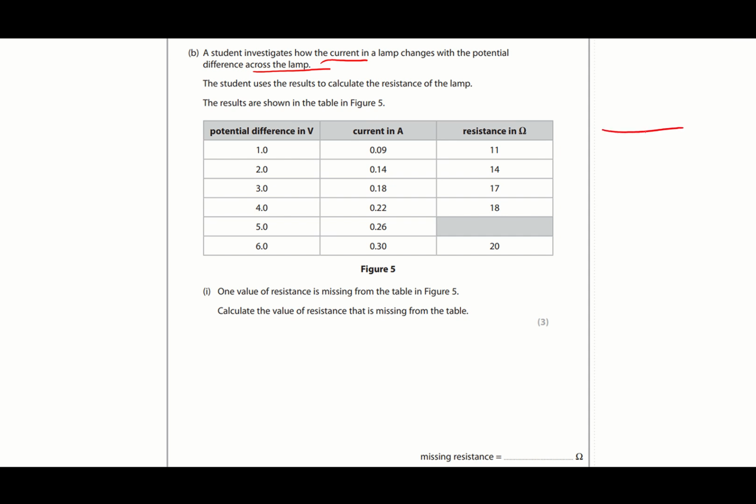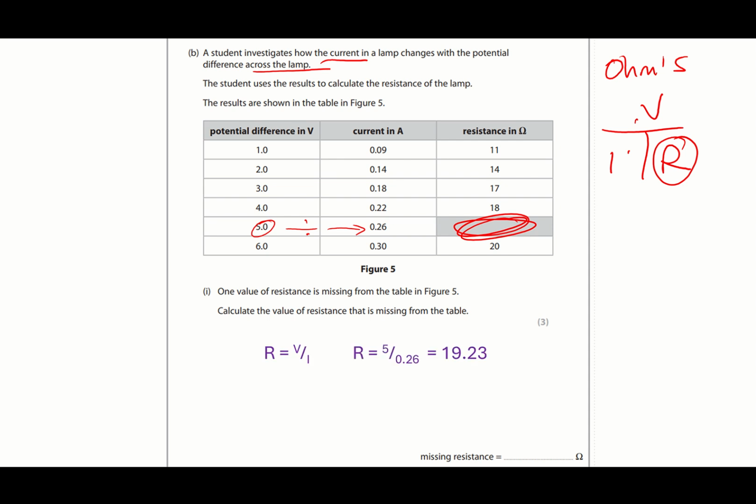So first job, your most important formula, I'm very rich. Here's Ohm's law. And it says one value of resistance is missing. Here it is. Calculate the value of that. So we can now see, well, if I want to find R, V divided by I. So I'd have to go in here, find my V, that one, divide by that one. So here we go. Calculate it. R equals V over I. That's my V is 5 divided by 0.26 goes to 19.23.